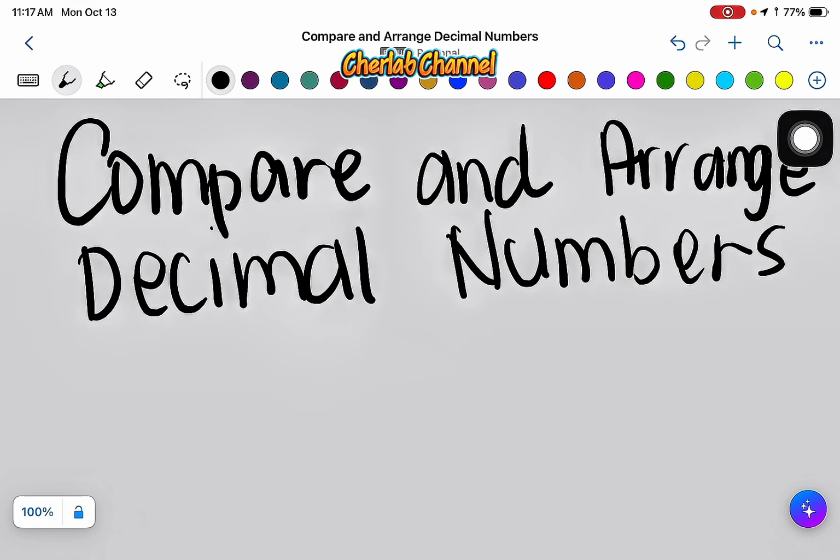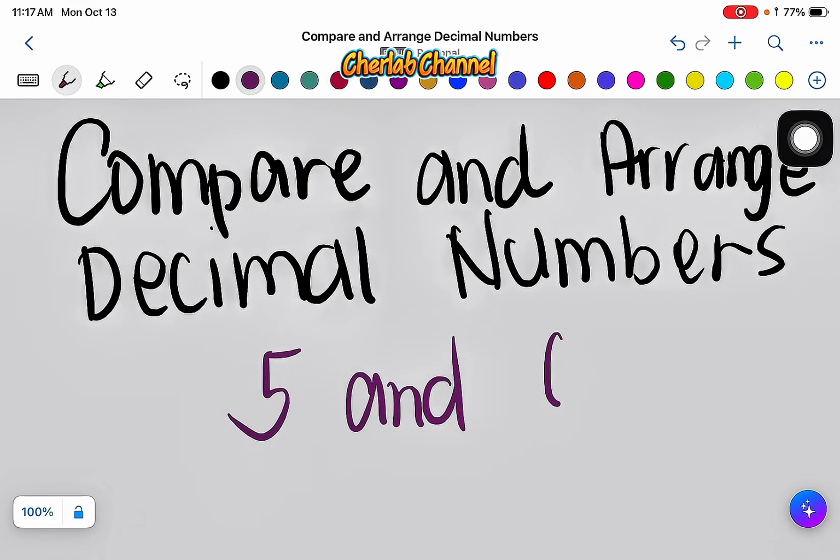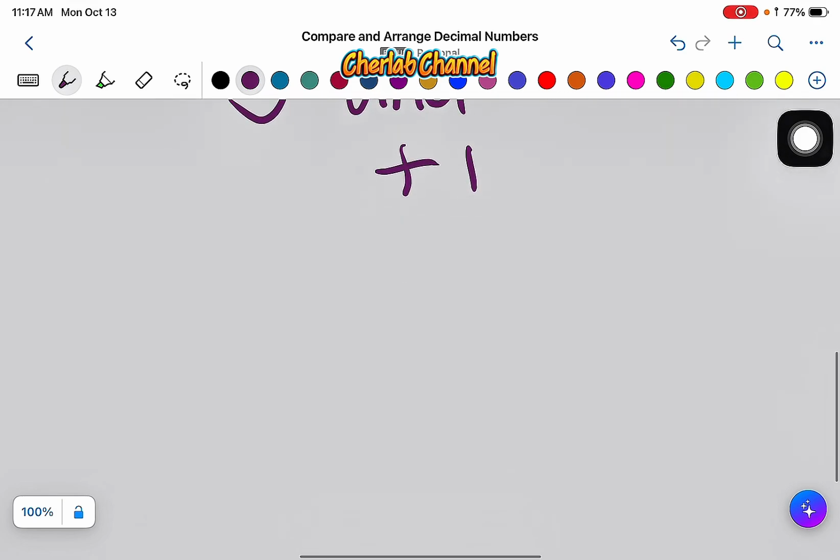Now let's compare and arrange decimal numbers. First, if we want to compare, in Tagalog, pagkumparahin, paghambingin, alamin kung sino ang mas lamang or mas mababa sa isang number. Halimbawa, sa isang whole number or buong bilang, we have 5 and 6. Sino ang mas mataas? Si 5 o si 6? Si 6. Okay? Dahil mas lamang siya ng ilan? Isa plus 1.